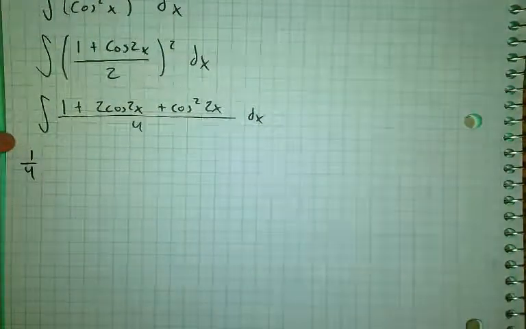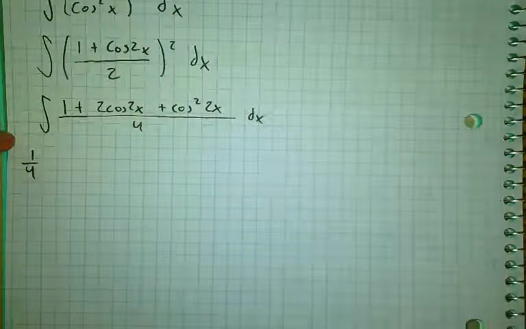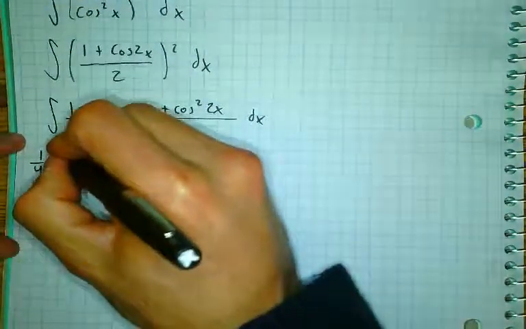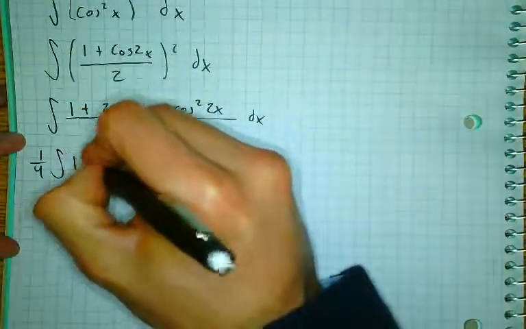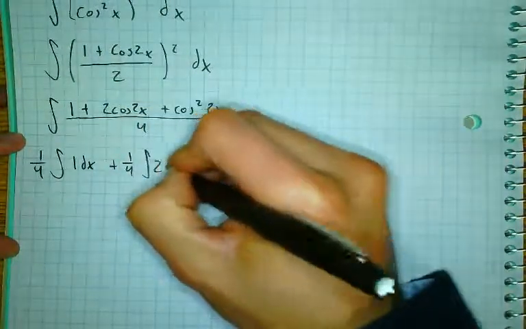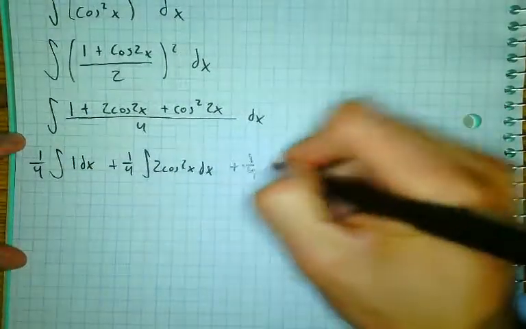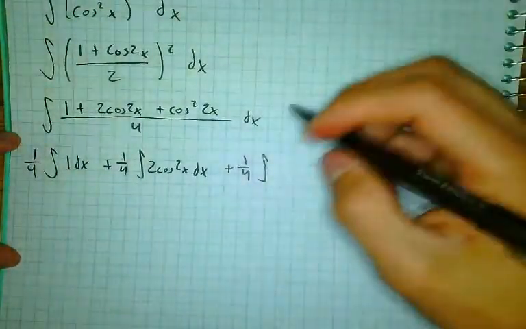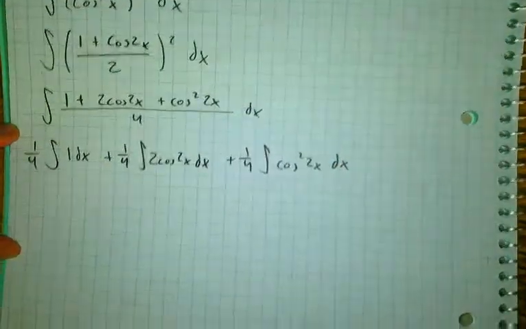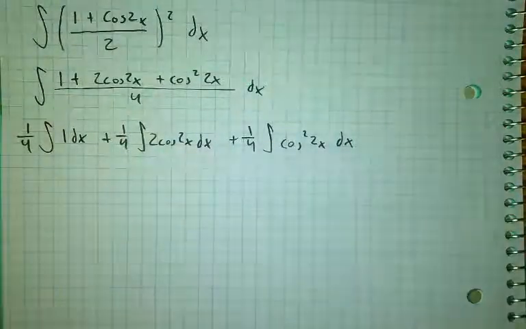Secondly, I can split this up into 3 different integrals. You don't have to, but I'm just trying to show you, because 2 of these I'm ready to solve. One of them is the one that's giving me trouble. But I can separate this into 1/4 integral of 1 dx plus 1/4 integral of 2 cosine 2x dx plus 1/4 integral of cosine squared 2x dx. Out of these 3 integrals, you can solve 2 now. The last one, we'll talk about it here in just a sec.